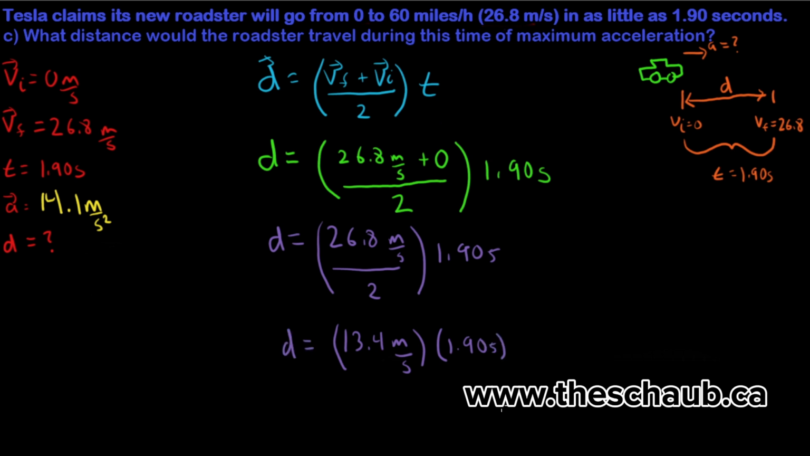Completing this multiplication, 13.4 times 1.9 is equal to 25.5 meters. Let's confirm our units: our seconds on top cancel with our seconds on the bottom, leaving us with our unit of meters. So what distance would the roadster travel during this time of maximum acceleration? It would travel 25.5 meters.